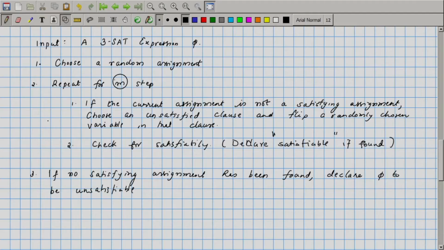Okay. And we could increase m in order to increase the probability of success. So, we want to really know the relationship between how many steps we should run this algorithm, so that we will get some significant success probability.